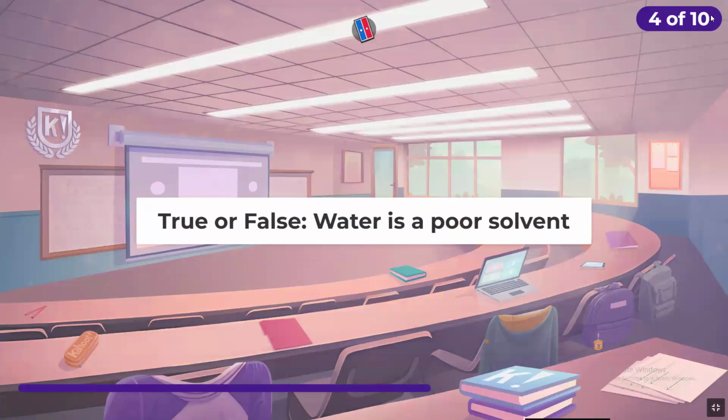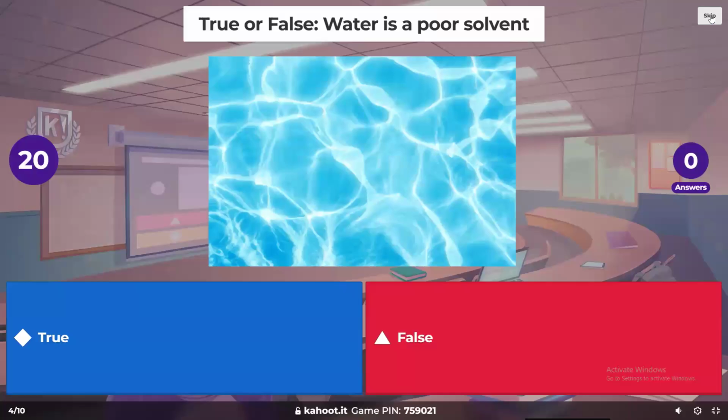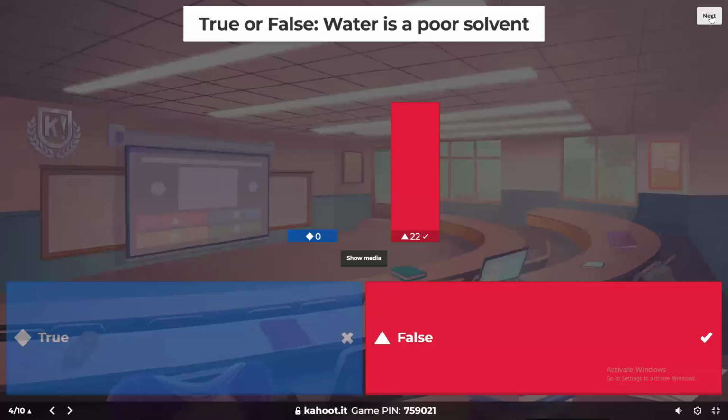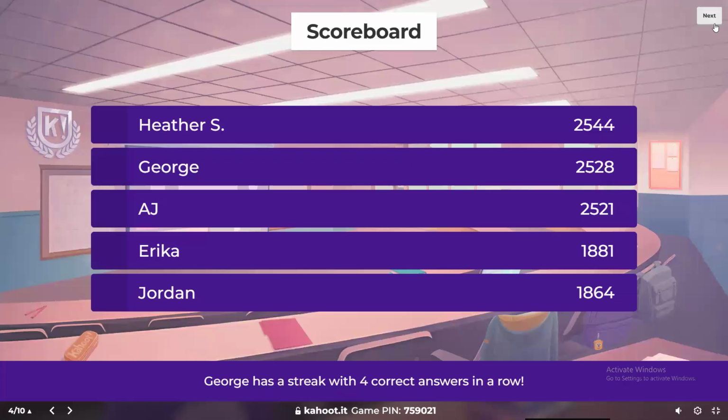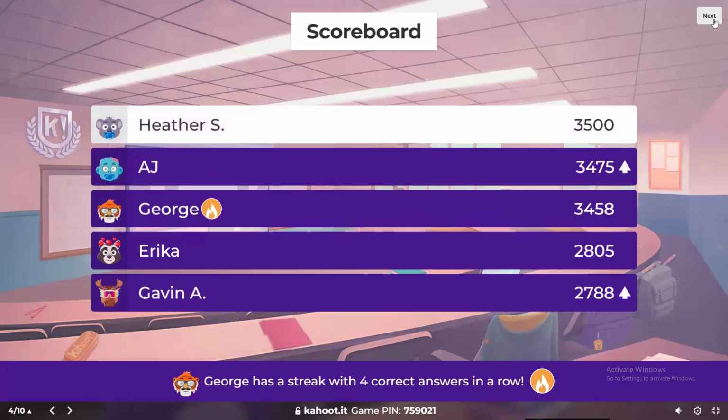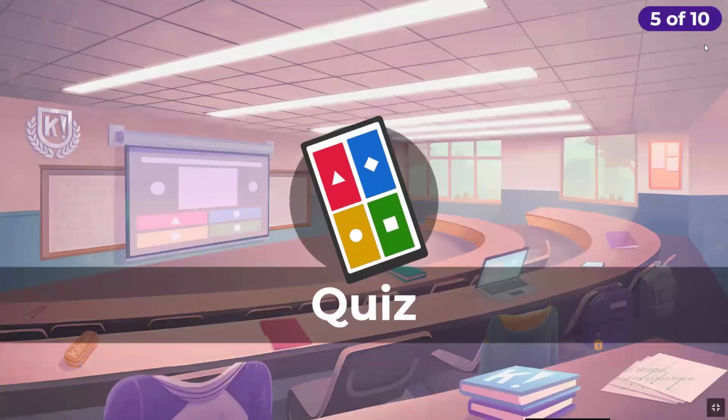All right, true or false? Water is a poor solvent. Is that true or false? All righty. So false, yeah. And why is water a good solvent? Because of that polarity, right? The oxygen's being negative polarity, the hydrogen's being positive polarity.